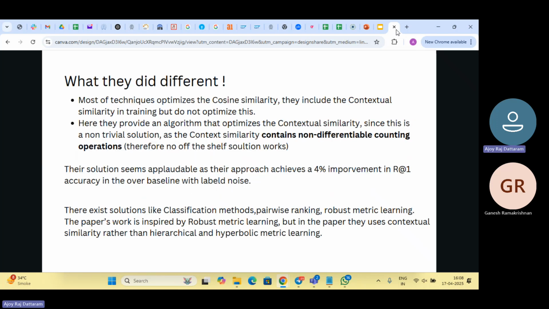So what did they do differently? Most of the techniques optimize cosine similarity only. They did use contextual similarity to find the loss, but they did not propagate that loss back into the network. This is because the contextual similarity is non-differentiable, so getting the gradient is difficult. They have solved this problem in this paper, and this gave them a better improvement compared to other metrics.